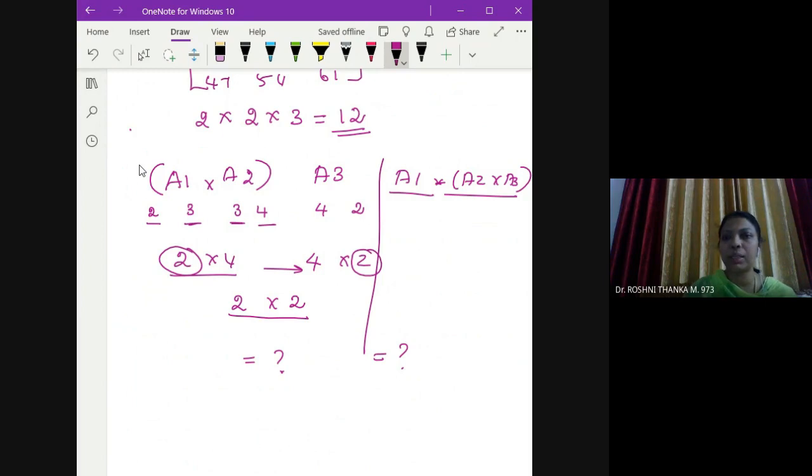But what matters is that the number of multiplications taken to multiply these three matrices will be different. For example, in A1, A2, A3, first we multiplied A1 and A2, then we multiplied A3 with that result. So the number of multiplications required there may be different. And here, first we multiplied A2 and A3, then the result is multiplied with A1. So the result will be the same, but the number of multiplications required will differ. So that's the matter. We want to find which takes fewer multiplications to achieve the result. That is our objective.